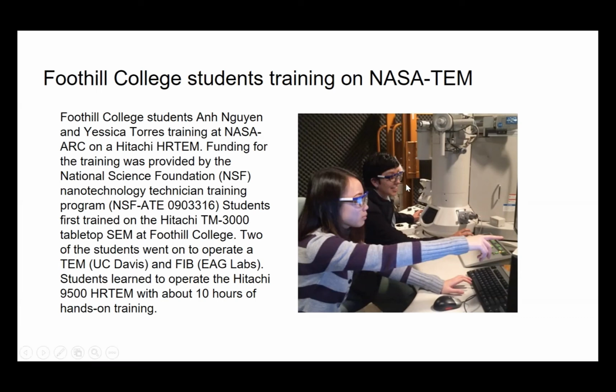The woman in the background, Jessica Torres, is now a technician slash analyst at Evans Analytical Group operating in FIB. She came to our program with some TEM experience, but not modern TEM. We had her up and running on this instrument in about 3 hours. Ann Nguyen in the foreground, one of my interns at NASA a number of years ago, was able to learn this instrument to use it and acquire images in 6, 7, 8 hours.